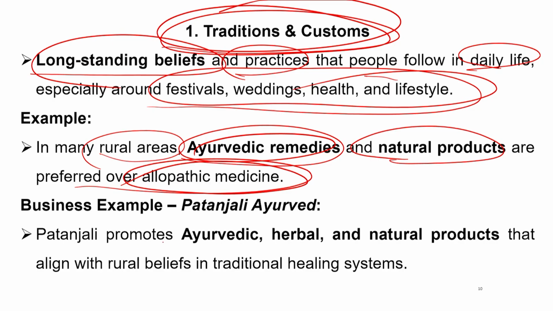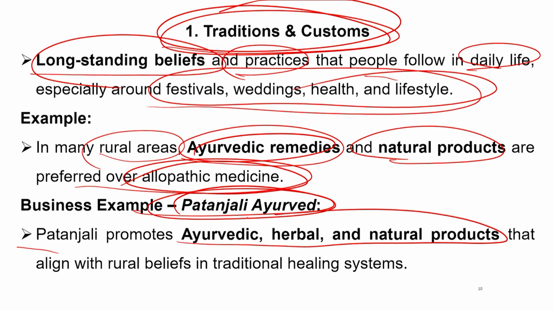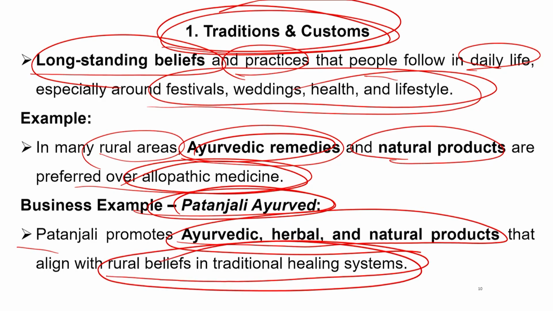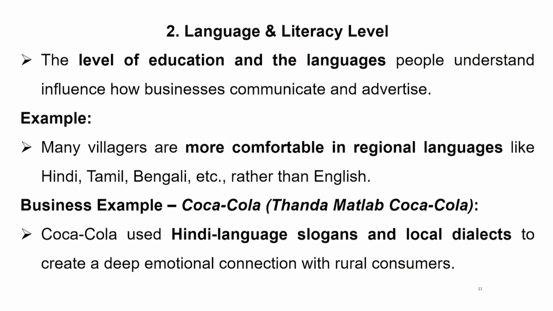Patanjali, for example, promotes Ayurvedic, herbal and natural products. Why are they doing so? Because they identified that this population is connected with natural treatment, and they promote that their product is Ayurvedic, herbal and natural, aligned with rural belief in tradition and healing systems. They have done research on this.